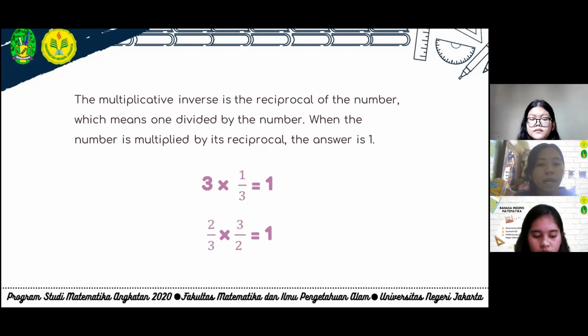The multiplicative inverse is the reciprocal of the number, which means 1 divided by the number. When a number is multiplied by its reciprocal, the answer is 1. For example, 3 is multiplied by 1 over 3, then the product is 1. 2 over 3 is multiplied by 3 over 2, then the product is 1.